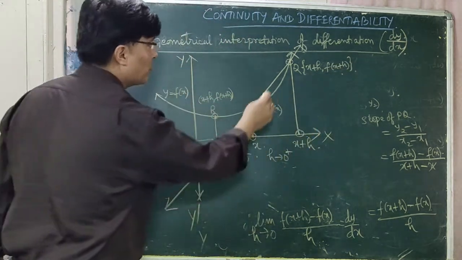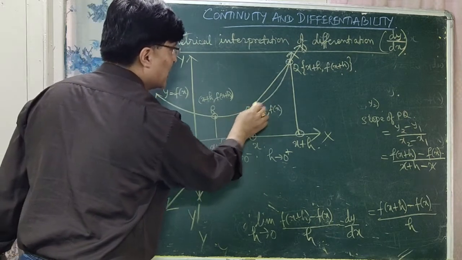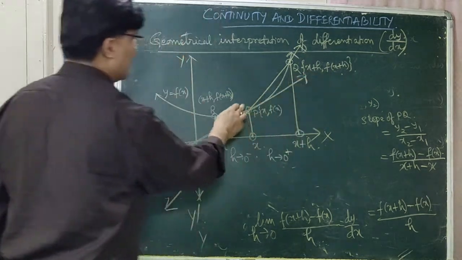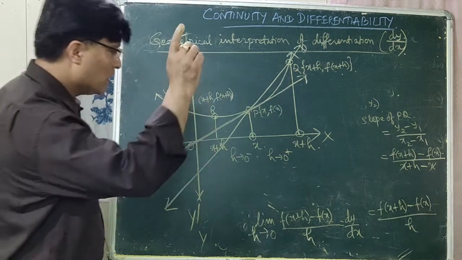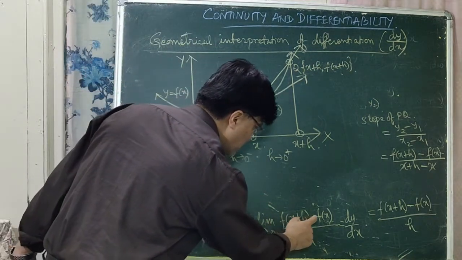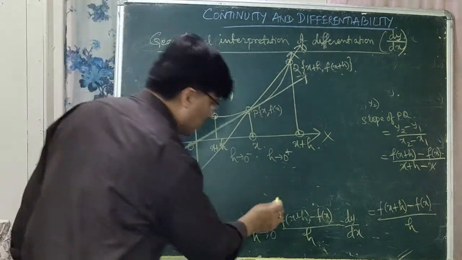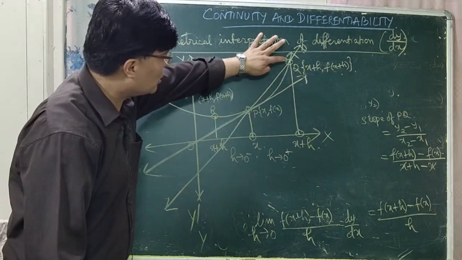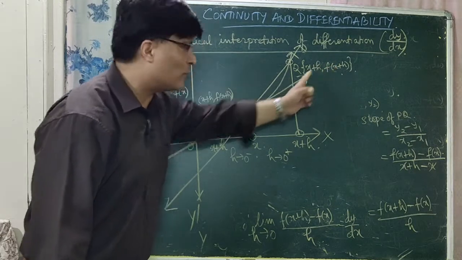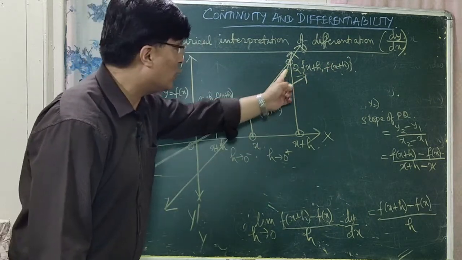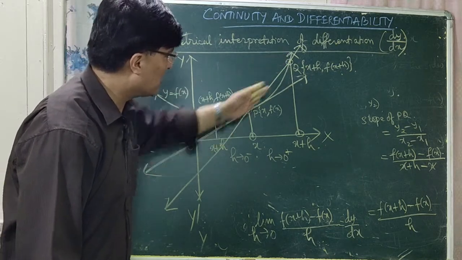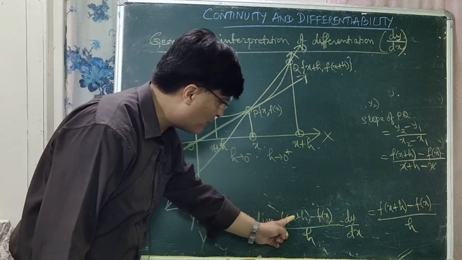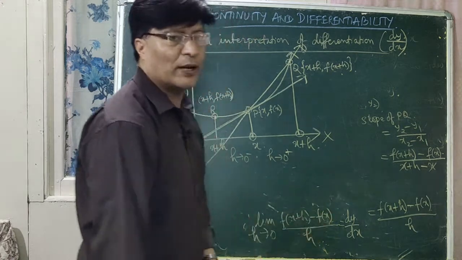When h tends to 0, this Q will coincide with P. And in that case, this straight line will be like this, isn't it? That is, this straight line will be a tangent to the curve at the point P on it. Is that clear? So this becomes limit h tends to 0 f of x plus h minus f of x whole divided by h. By definition, this limit is equal to dy by dx.